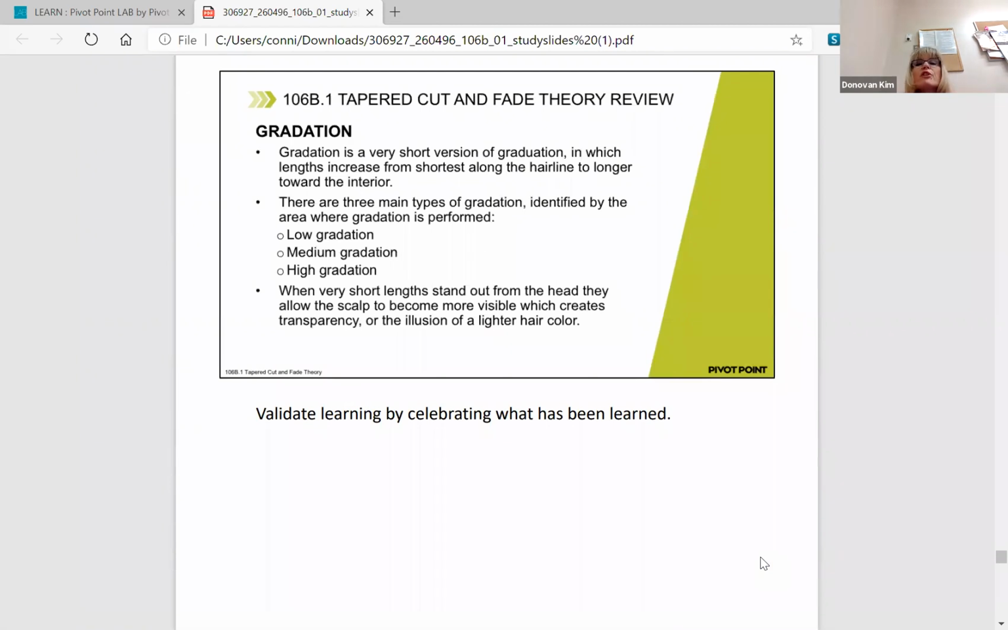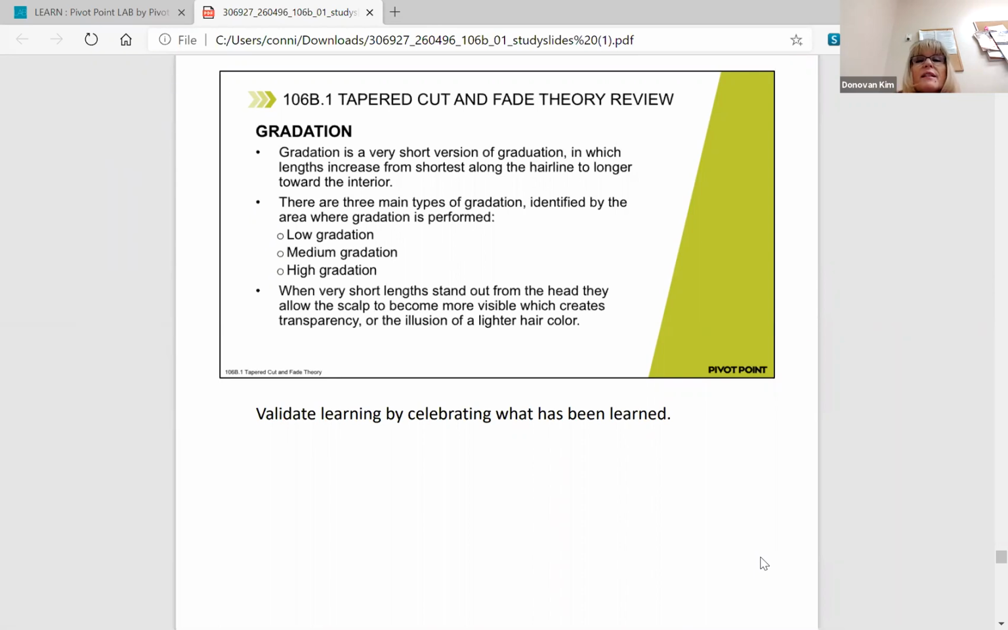Okay, so gradation, a very short version of graduation in which lengths increase from shortest along the hairline to longer toward the interior. Three types of gradation, main types anyway: low, medium, and high. That question said long, that's why it was false.